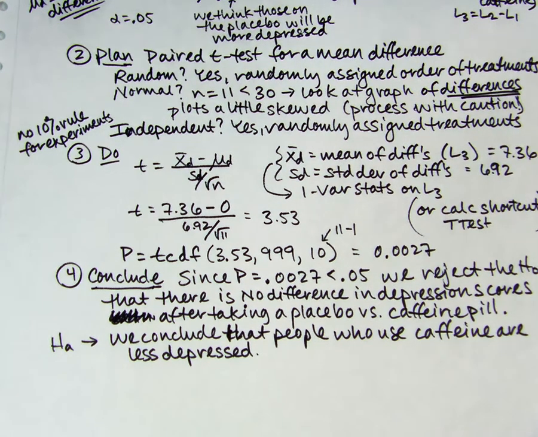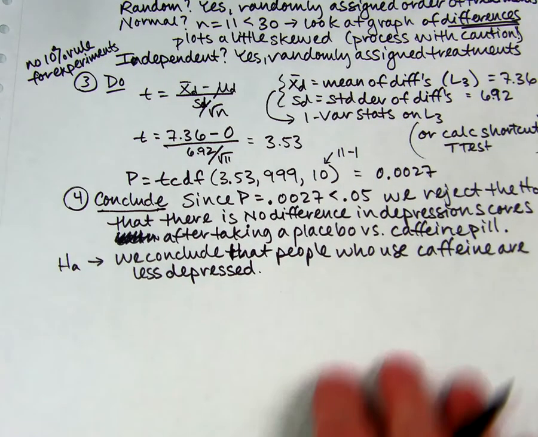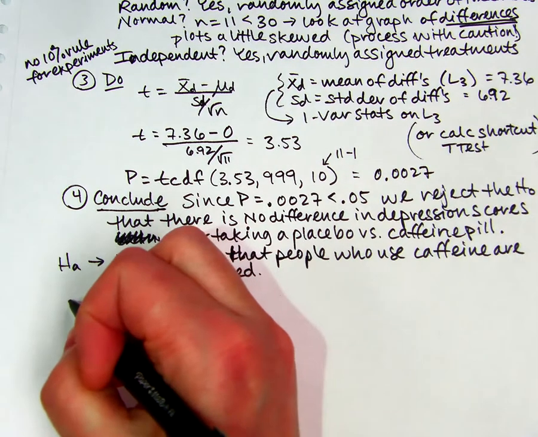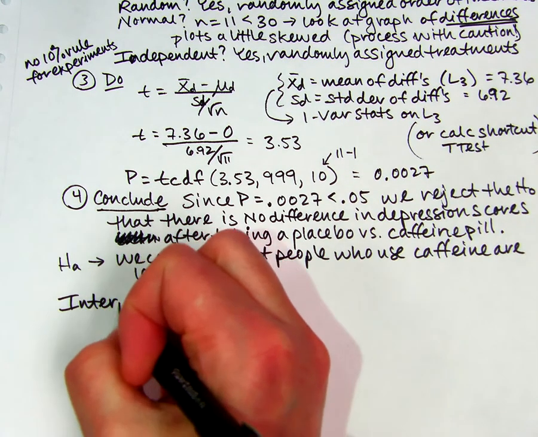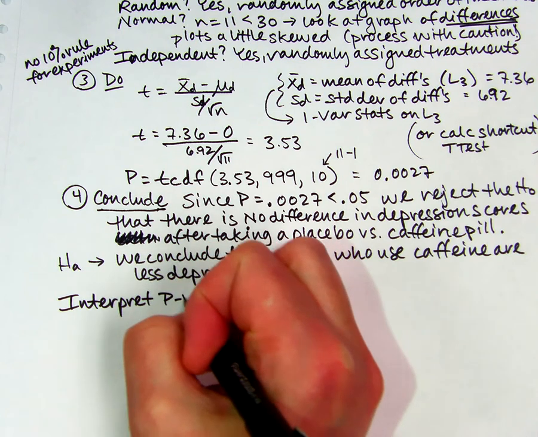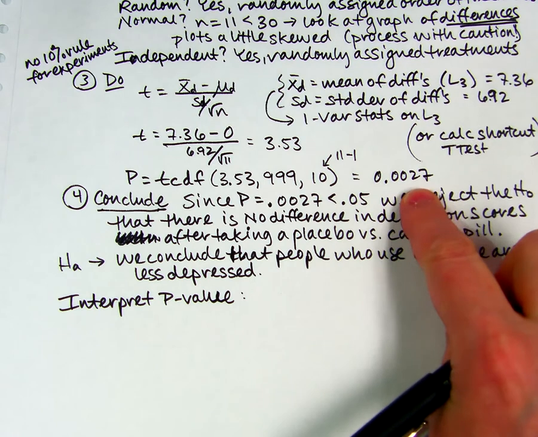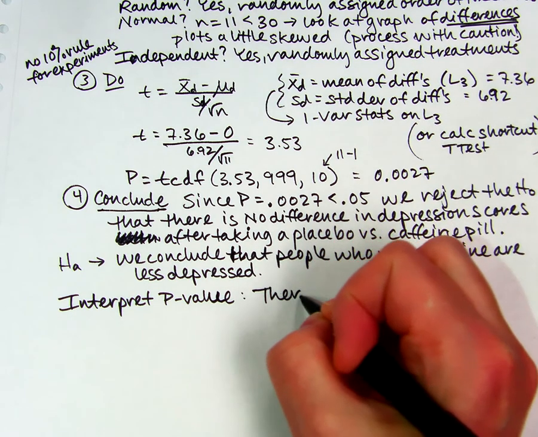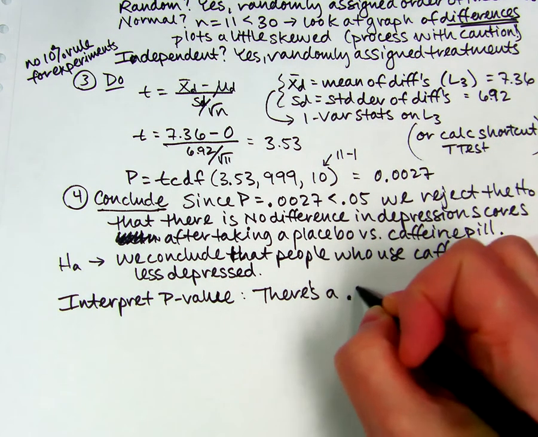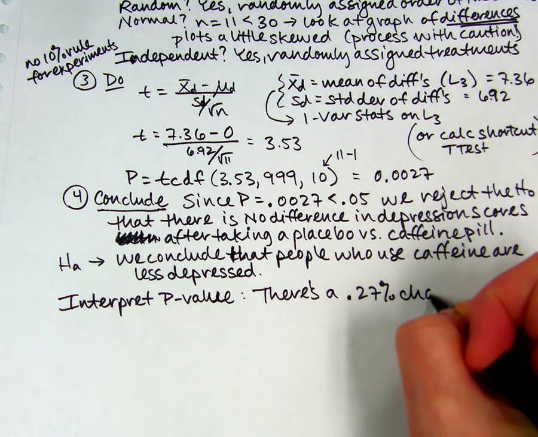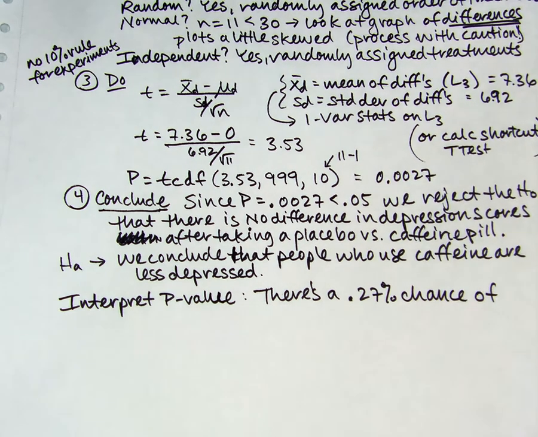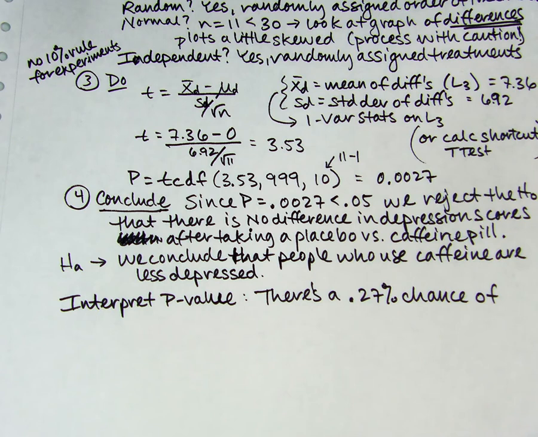So that's our conclusion. And then we're going to add one more piece because some people missed this on the last quiz and I want to talk about it again. Let's talk about interpreting a p-value, because often you are asked to do that after a test. So the p-value is 0.0027. That's less than a percent. It's 0.27%, but let's talk about what that is. There's a 0.27% chance of what? And if you try to write this before me, you'll learn a little bit more. So pause the video if you want to.